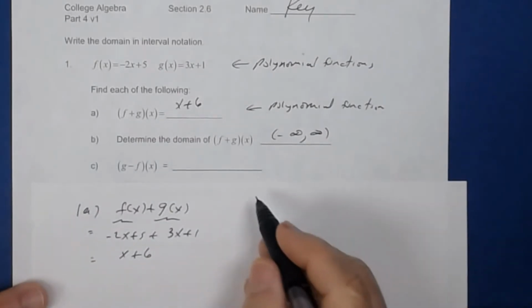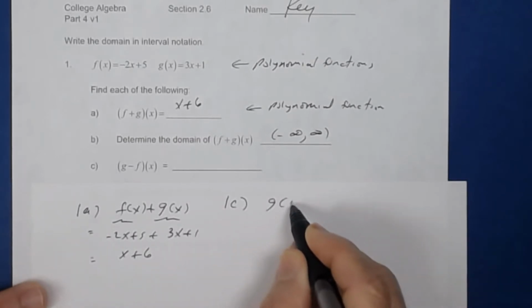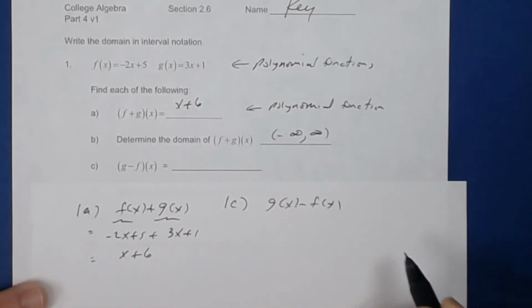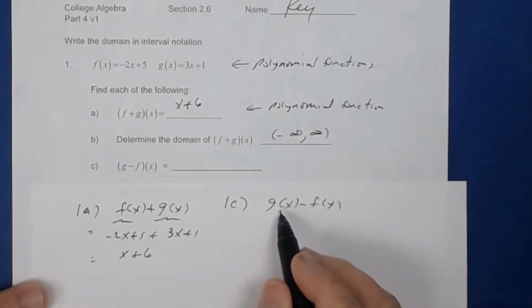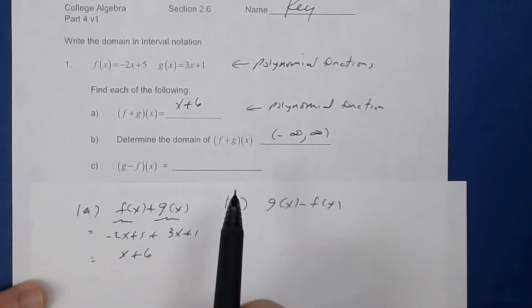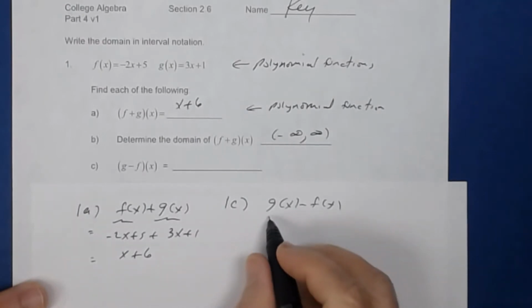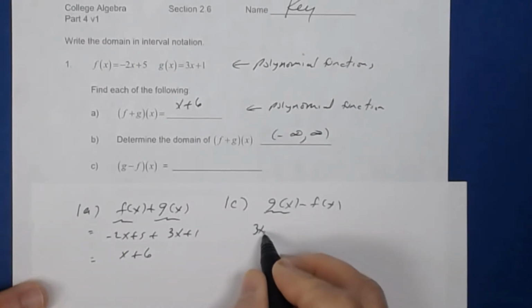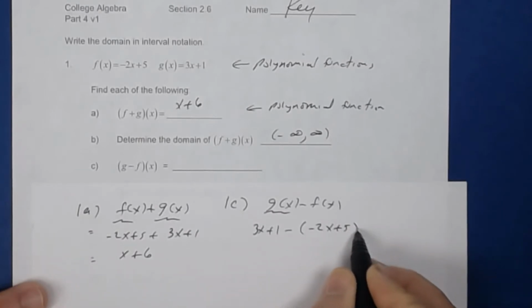In part c, you want to subtract. By definition, this is g of x minus f of x. Since it's subtracting, the order matters, so I have to put g of x first and f of x second. I have to put f of x in parentheses because I'm subtracting all the terms of the function f of x. So g of x is 3x plus 1, subtract in parentheses f of x, which is negative 2x plus 5.